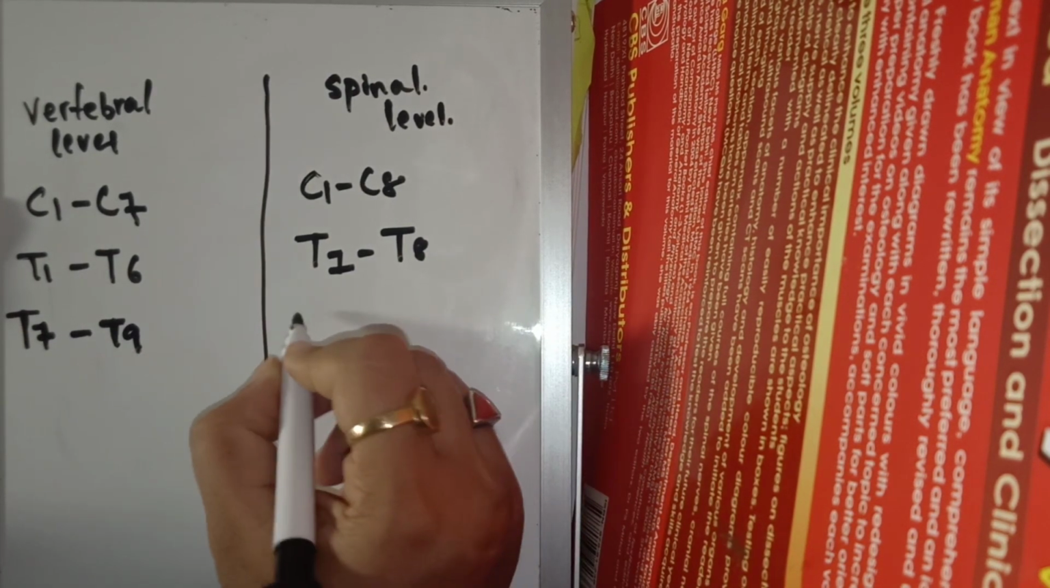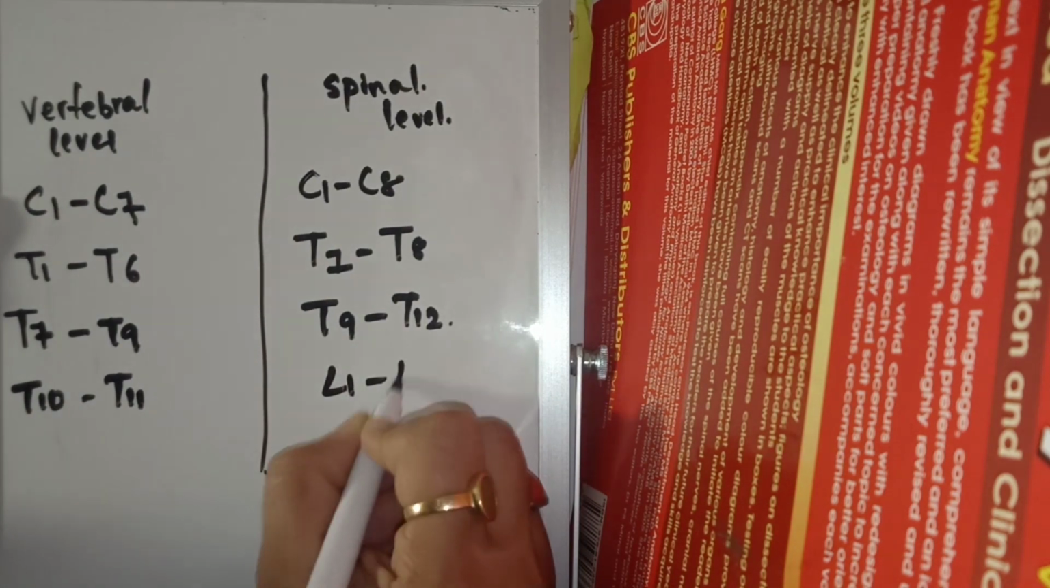Then we have vertebral level thoracic 7 to thoracic 9, but spinal level we have thoracic 9 to thoracic 12. Then we have thoracic 10 to thoracic 11. Here we have lumbar 1 to lumbar 5, and this one is thoracic 12 to lumbar 1. And this one is sacral 1 to coccygeal 1. So this is the difference between vertebral level and spinal level.